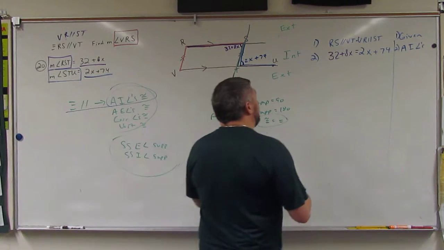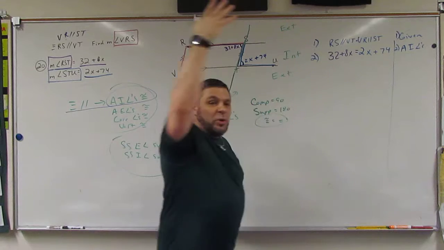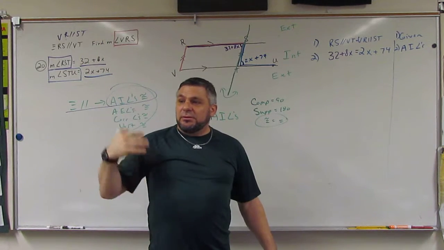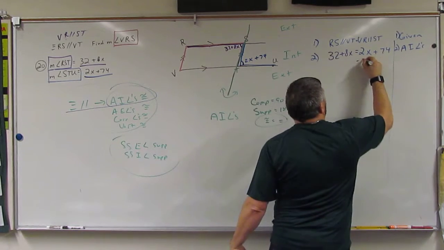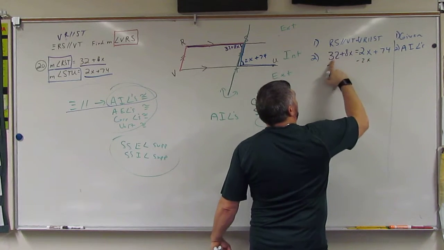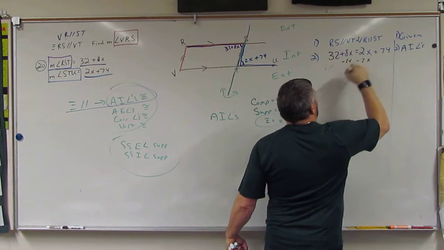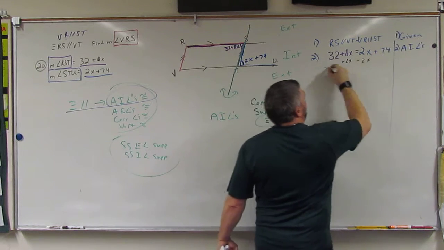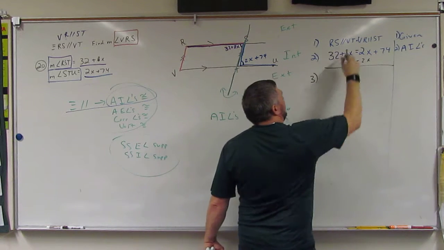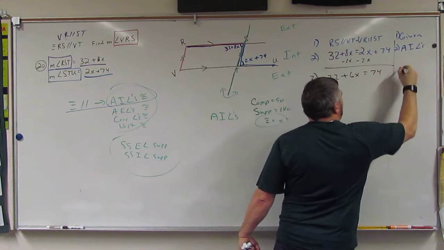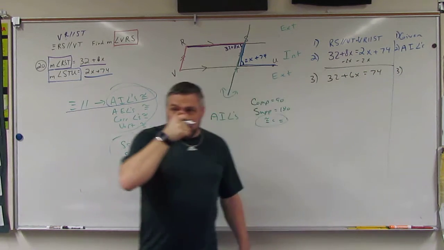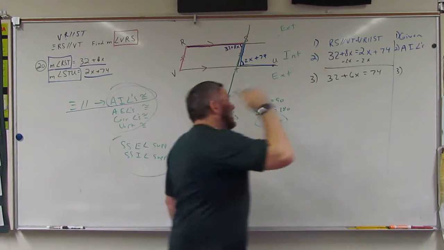What do we do? Move the lowest x. How? Minus 2x. Minus 2x. Right? So what do we get? 6x. We get 32 plus 6x equals 74, and what did we do? Subtraction property of equality. That's right.